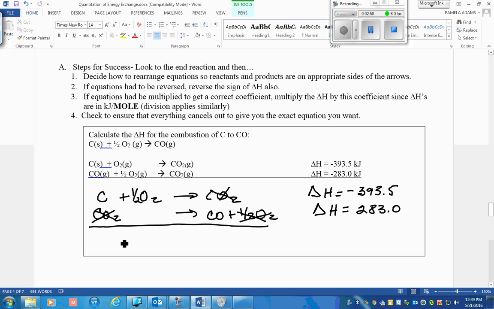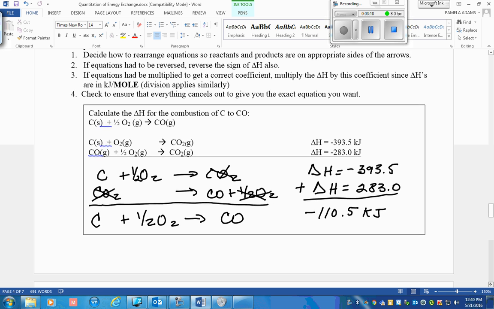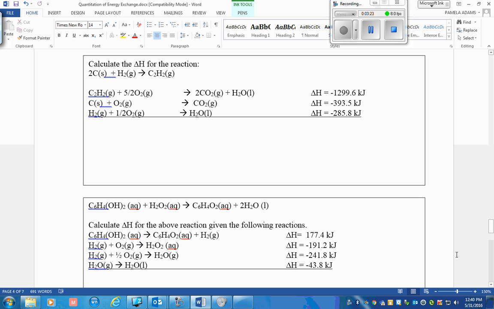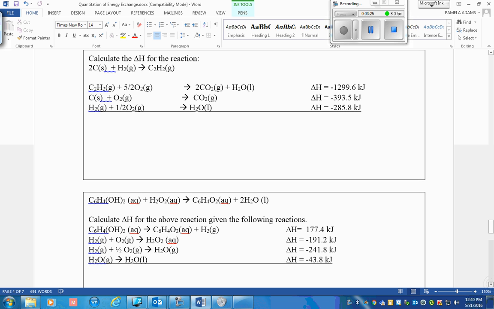And when I look at this, I see that when this adds up, I have my target reaction. So I have been successful in manipulating them. And now I will add up these two values to get my delta H. And my delta H value will be 110.5 kilojoules per 1 mole.